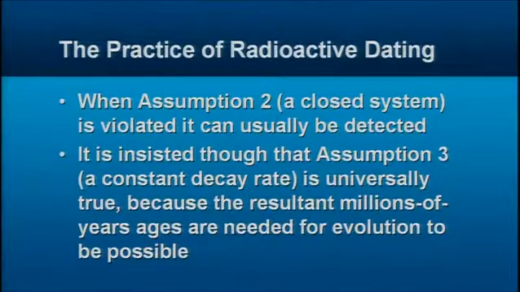However, it is insisted that assumption number three, that is a constant decay rate, is universally true. It's supposed to be a universal condition, just like the speed of light, that they say can't be violated. Why? Because the resultant millions of years ages are needed for evolution to be possible, as we discussed this morning.